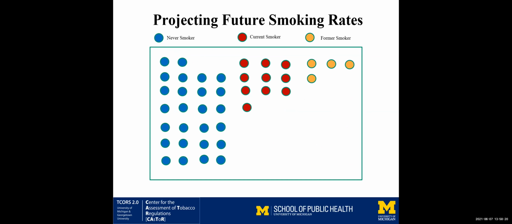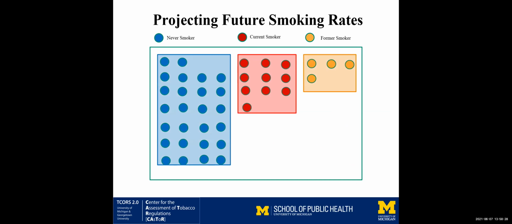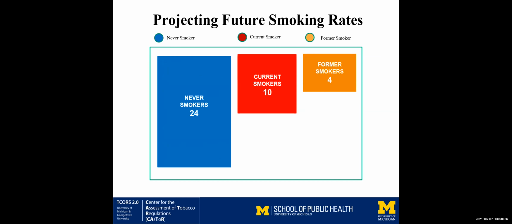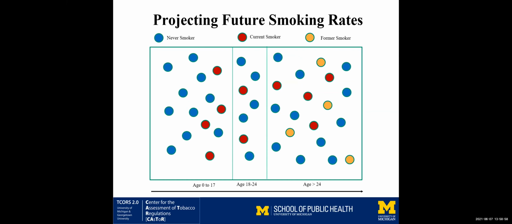So we can organize those individuals in homogeneous groups and enclose them into buckets that we can also call compartments. And at the very end, since all the individuals inside a specific bucket are identical, we are only interested in the number of people in each compartment. So we are tracking the number of individuals. In this case, we have 24 never smokers, 10 current smokers, and 4 former smokers.